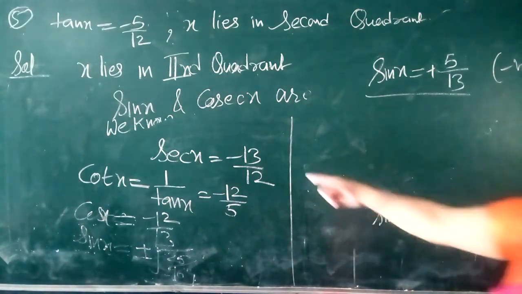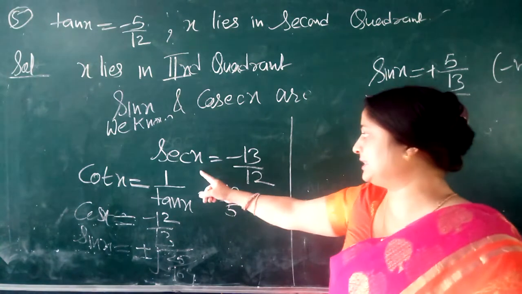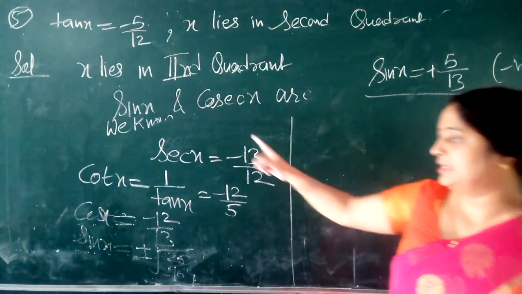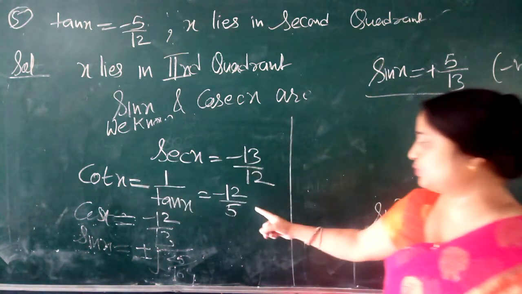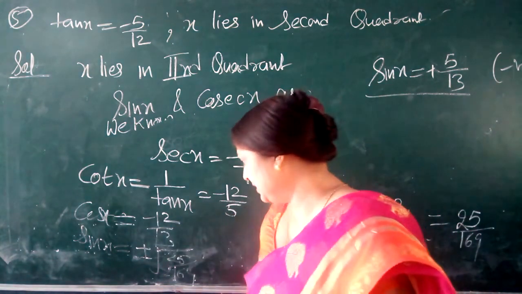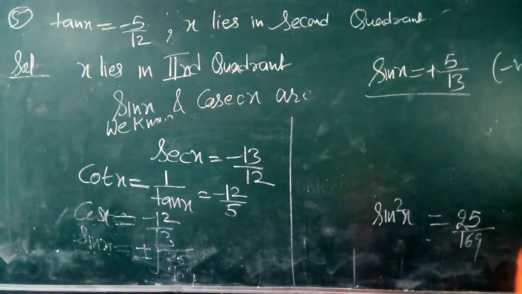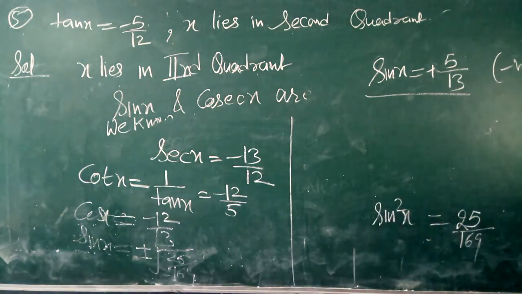Now you are getting the other 5 trigonometric functions. The value of sec x is minus 13 by 12. The value of cot x is minus 12 by 5. The value of cos x is minus 12 by 13. And sin x is 5 by 13. So this is the solution of question number 5.